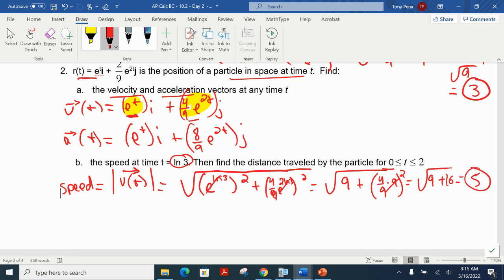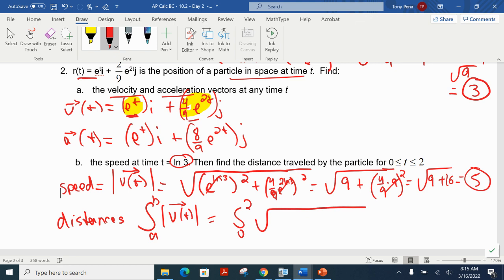And then our distance is the integration of our speed, over whatever time period we're concerned about. So in this case, we're going to be going from 0 to 2. Again, it's our velocity vector that we want to be integrating. So we're going to do that e to the t squared. And again, here is this 4/9 e to the 2t squared.